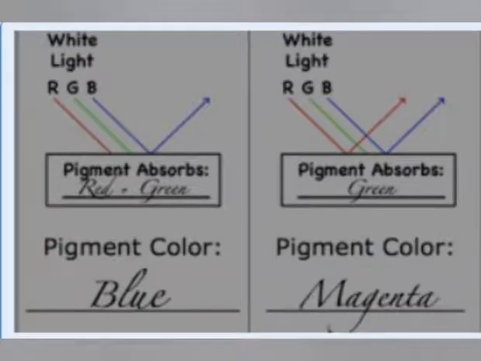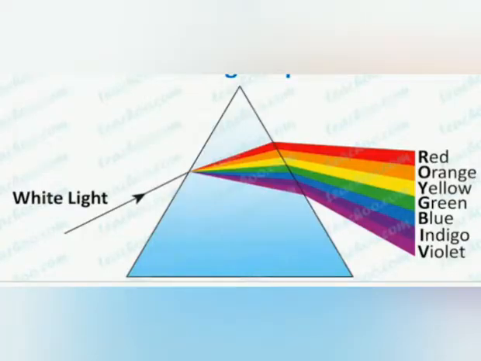Now, composition of white light. Sunlight or white light consists of 7 colors. The order of the 7 colors is violet, indigo, blue, green, yellow, orange and red. When sunlight falls on one face of a glass prism, a band of 7 colors forms on the paper screen due to the dispersal of white light. It is called the spectrum of white light.